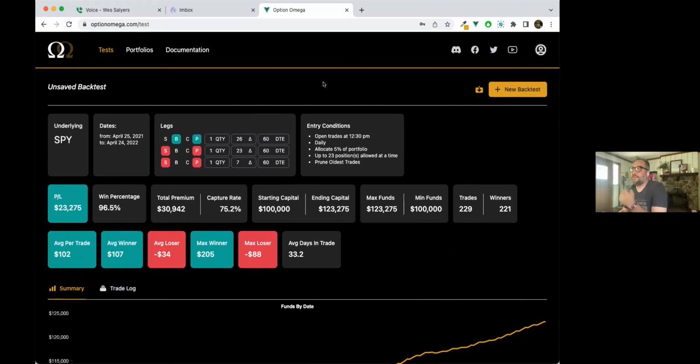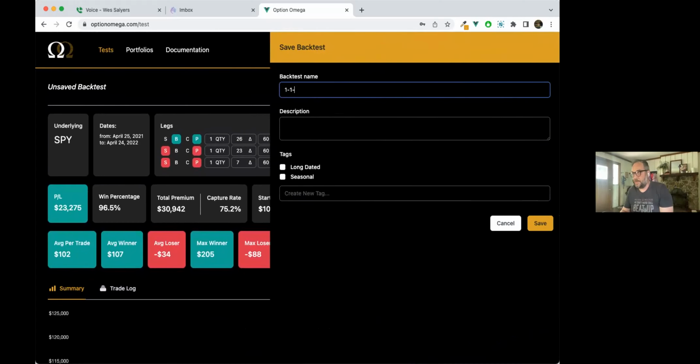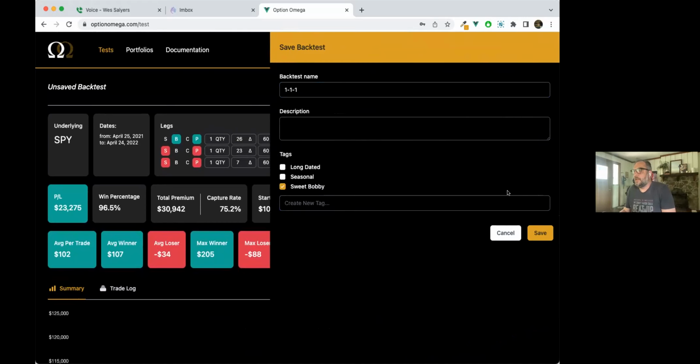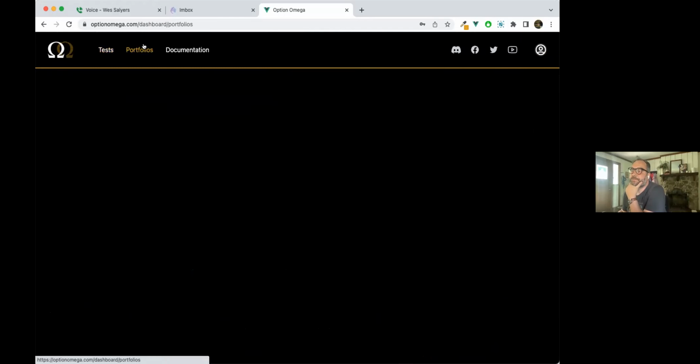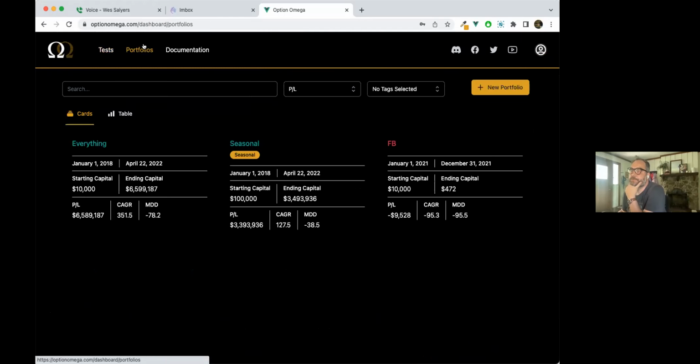But the cool thing about it is, I'm going to save this right now. Call that the 111. And you can tag it so you can find it later. We're going to call that Sweet Bobby. And we just came out with this a couple of weeks ago, called portfolios. So now you can combine tests and see what they would have done together.